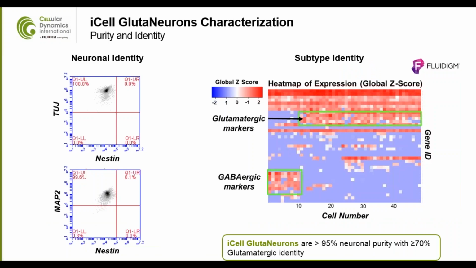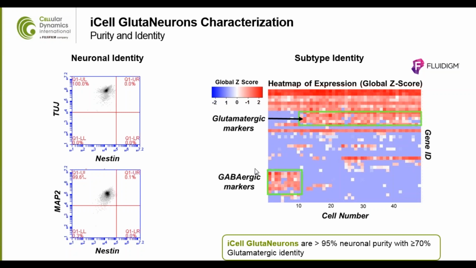It's possible to make many different neuronal lineages, so we want to ensure that we are looking at the cells we think we're looking at. So we do that through a variety of marker analyses. First is to demonstrate the neuronal identity through TUJ and MAP2 staining. And then secondly is to verify the glutamatergic identity, and this we do through single cell expression analysis via the Fluidigm.